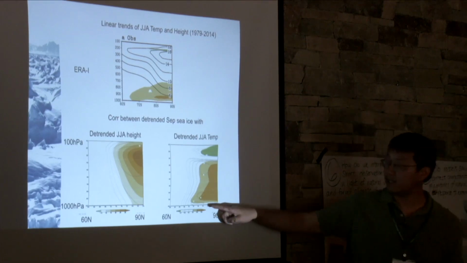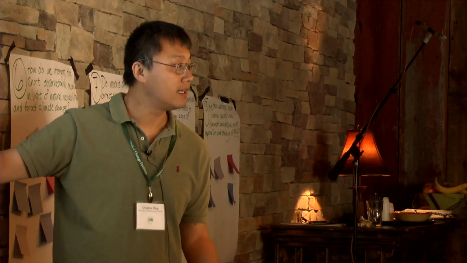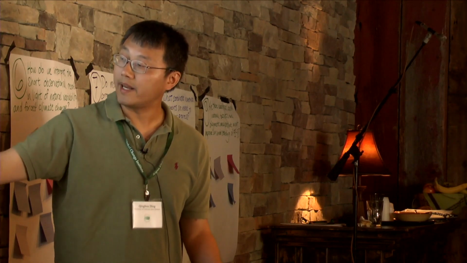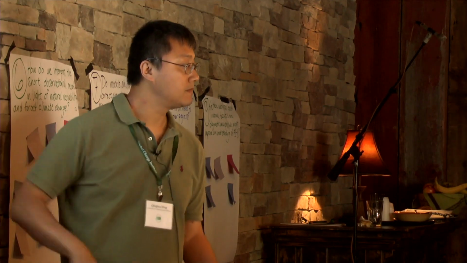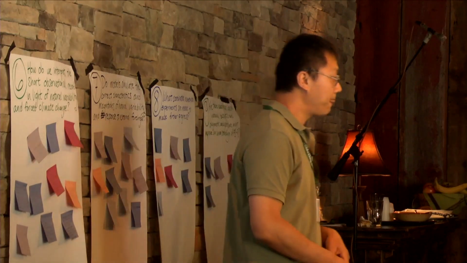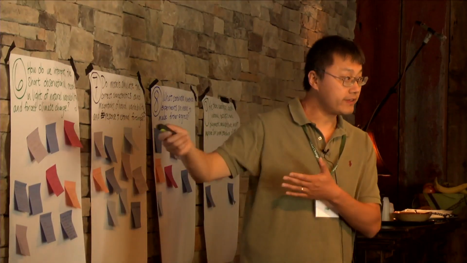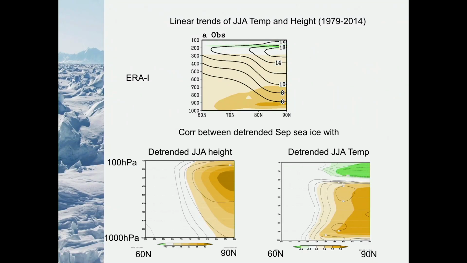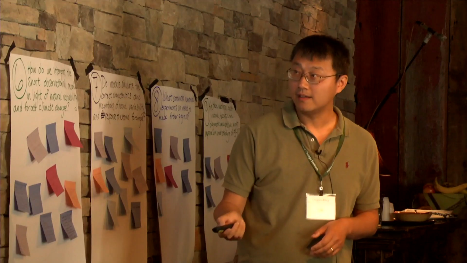So I think this indicates there's probably no feedback in JJA or in September, because we don't see the warming here, but the warming above is the surface layer. This is from observation. We remove the trend. And the correlation, year to year change, is 0.7. A reverse sign, okay, negative 0.7. And here is 0.6. So I think there's some physical meaning here.